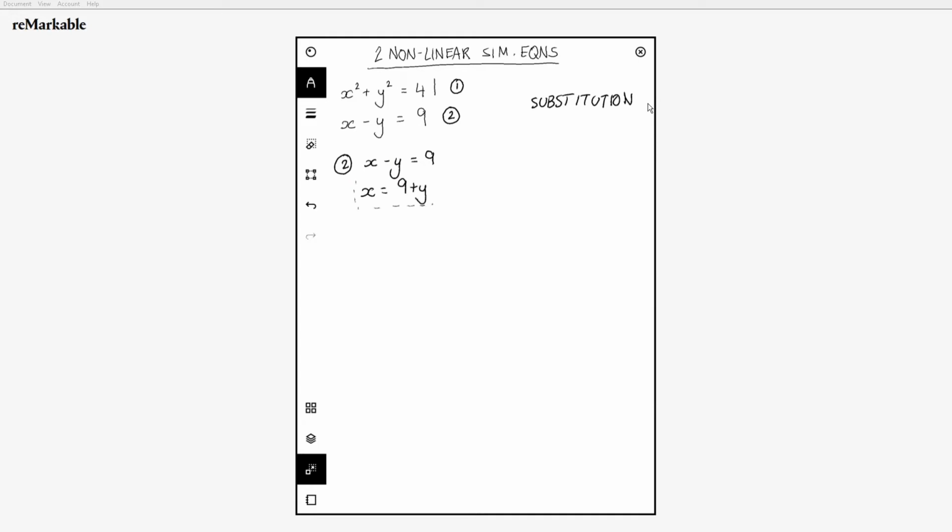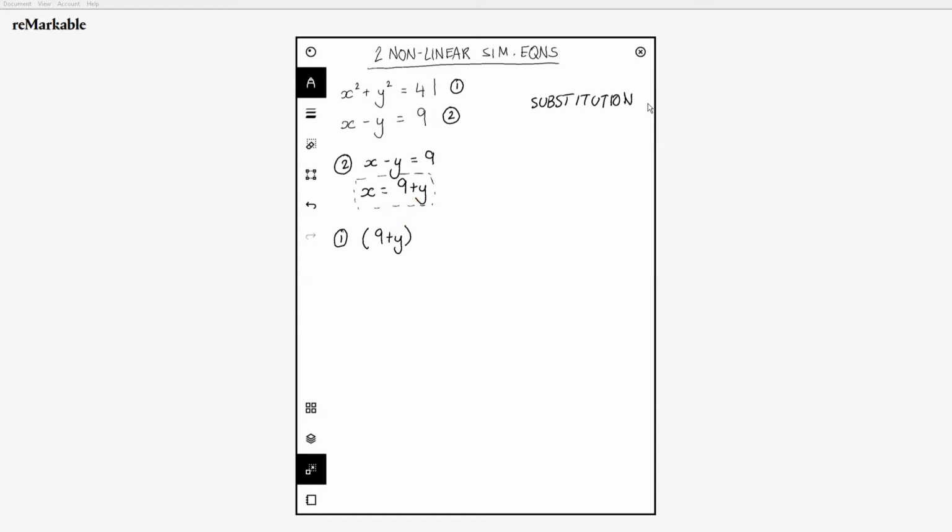gives us an expression for x, which is what we want, because then we can put that into equation 1, and I'm going to get an expression which just has y in it, and then we can solve to find y. So if I go to equation 1, then instead of the x, we write 9 plus y, because we know that they're the same thing.